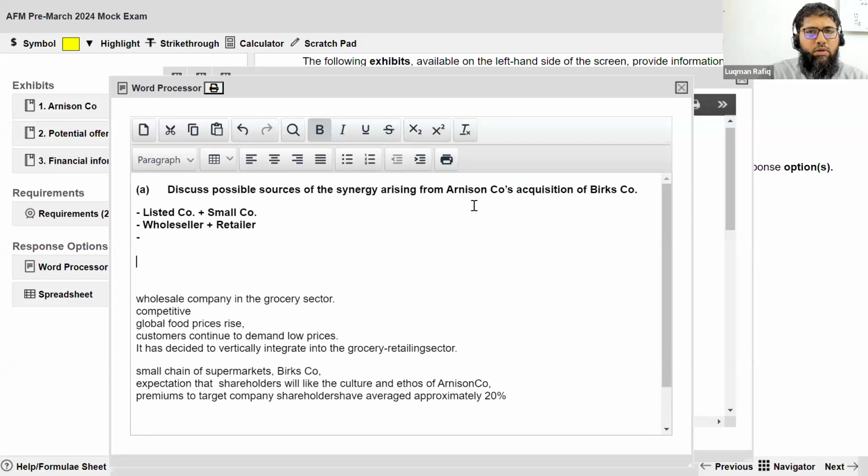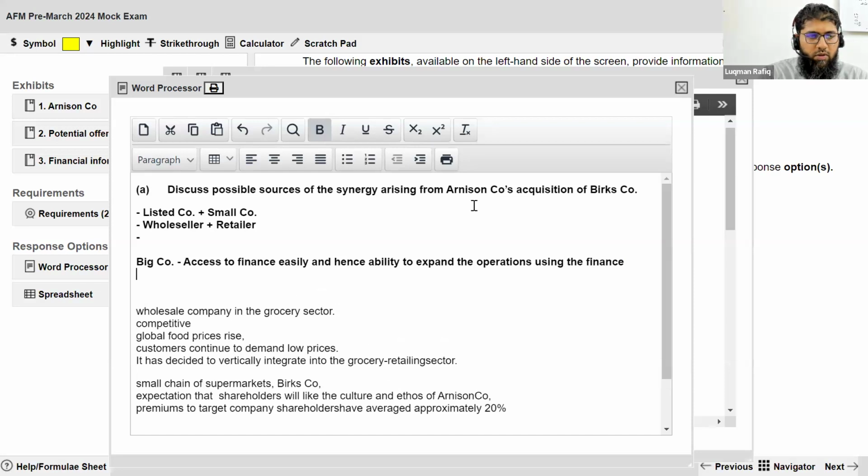Number one, when you are a listed company, you are a big company. You've got access to finance easily and hence the ability to expand the operations using the finance. When you are a listed company, you are able to attract good quality human resource, good human resource with Arneson company.